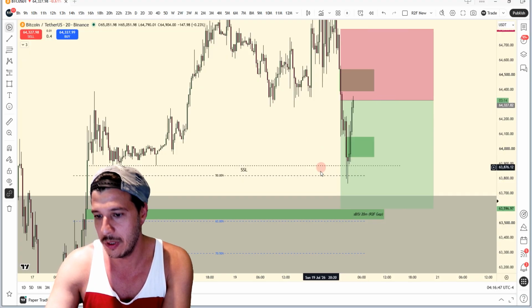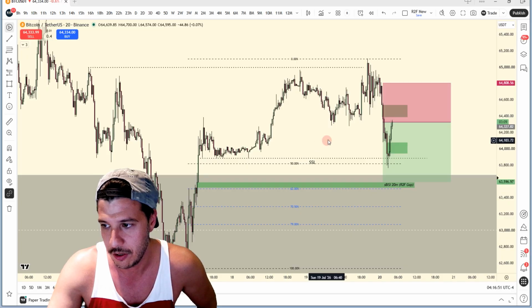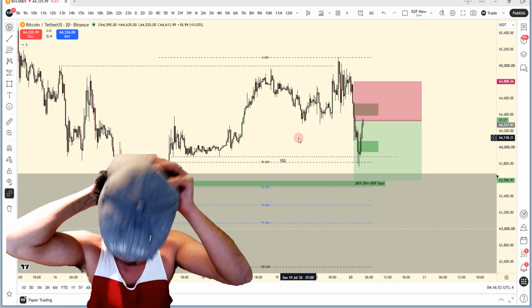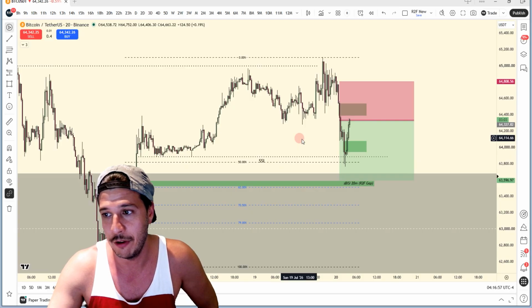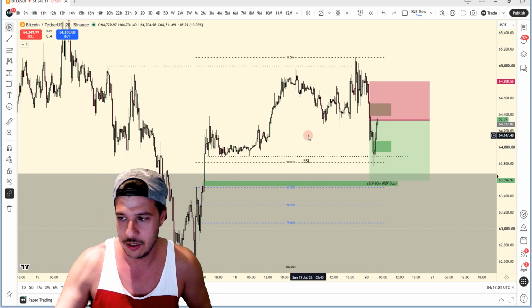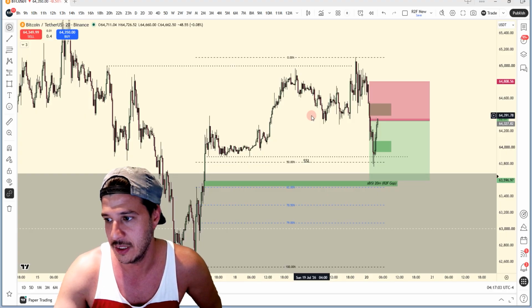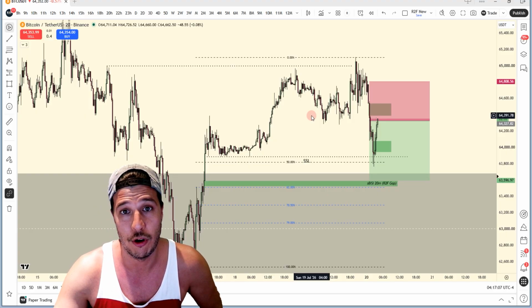If I was trying to be a bit more greedy, I want a bit more of the move. I want to target this imbalance down here. Sometimes you don't get it. So I'd rather get the high probability move, add more size to it, and then you're making your money. The money's not coming from catching a bigger move. That's the wrong way to think about it.